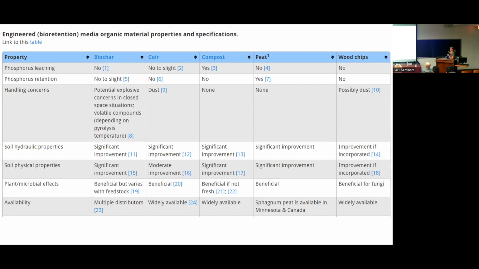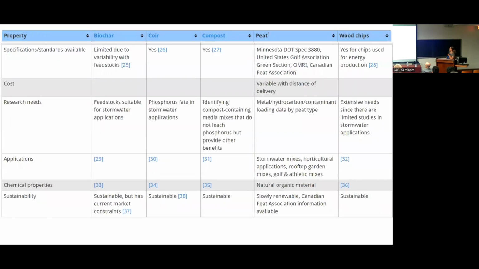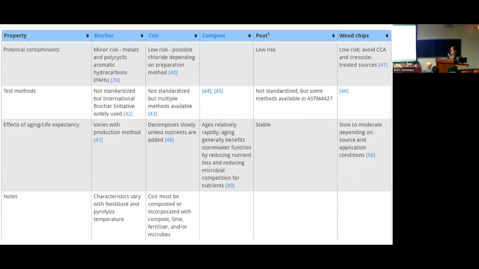There's lots of information, anywhere from phosphorus to safety or handling concerns, physical and hydraulic properties, etc. Scrolling down here, there's a second page of the table, with more parameters and research needs. Some of these are a little bit light, as maybe we haven't developed all the information yet. And scrolling down to the third page here.